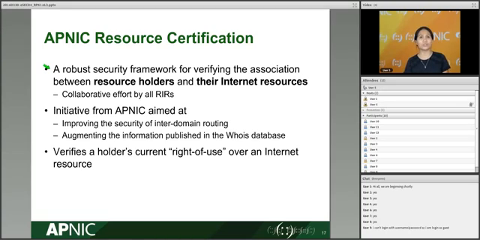Now let's look at the first one, which is for the CAs. As I've said, the certificate authorities will be your RIRs, not any third-party certificate authorities as such. So in APNIC, we have a program called Resource Certification. This is an initiative from APNIC aimed at improving the security of inter-domain routing and augmenting the information that is published in the WHOIS database.